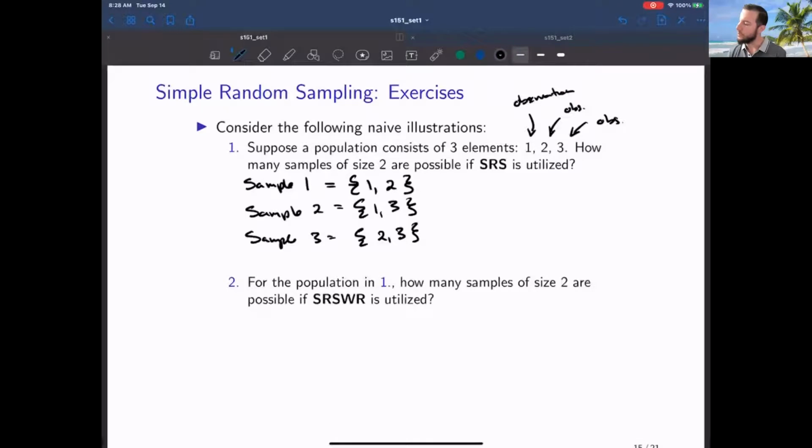You'll notice here that since it's an SRS, each of the samples has no repetition in it. They're all containing unique elements. So sample 1 contains 1 and 2, sample 2 contains 1 and 3, sample 3 contains 2 and 3. That's what I mean by unique. There's no overlap.